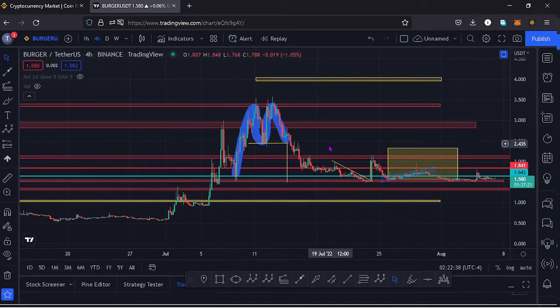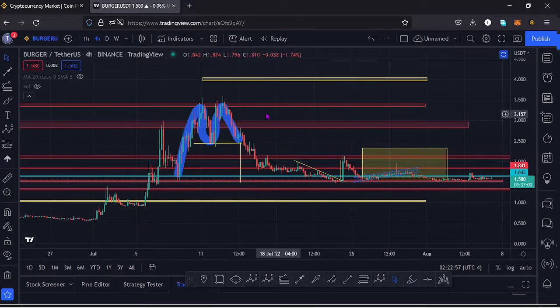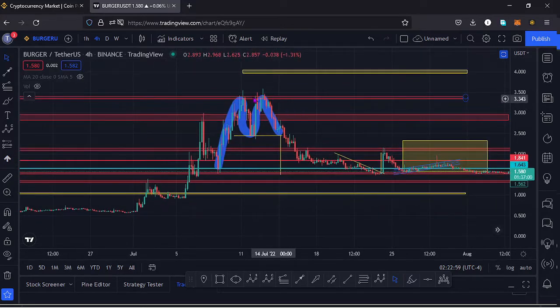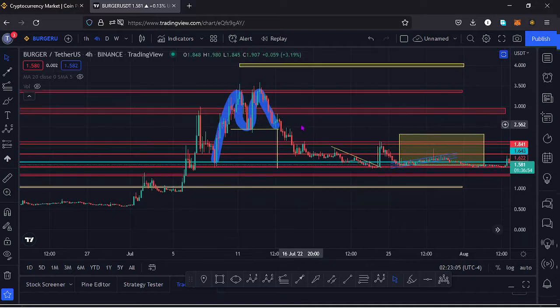I'll kickstart the video by giving a brief of what has been happening on this chart. I expected the price of Burger to break above this key area of resistance, and once we manage to break above it, have a retest and then continue pushing into this yellow target that I have up here. I also expected that if we do not manage to break above this key area of resistance and we get rejected, we might have a pullback to the lower side, and that is the movement that has been playing out here on the chart.